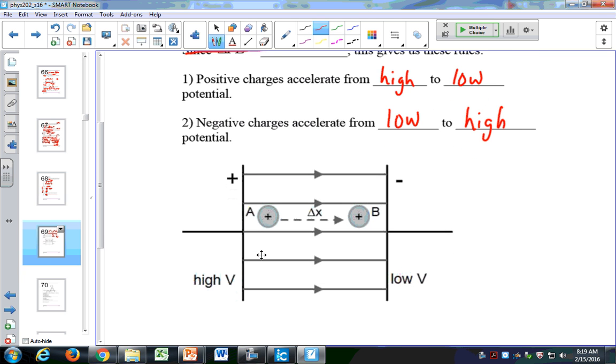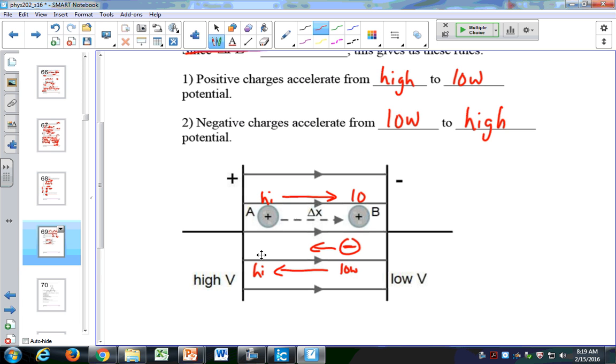If you ever forget it, just imagine your two plates at my high potential, my low potential. This is positive, this is negative. Imagine if I put a positive charge here, it will tend to move in this direction because it's being repelled by the positive and attracted by the negative. Likewise, if I put a negative charge here, it's going to be attracted to the positive and repelled from the negative. So you see the positive charges move from high to low, and the negative charges move from low to high potential.